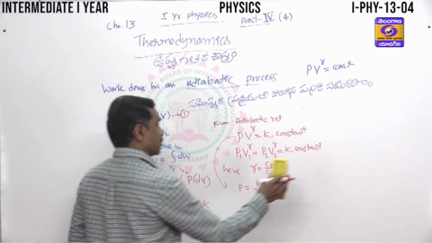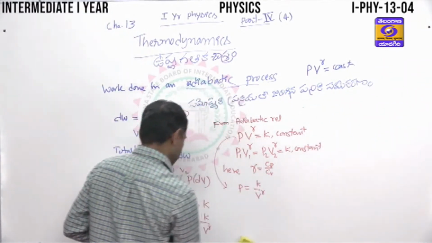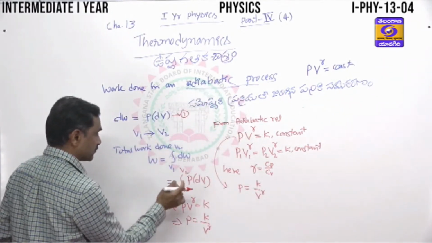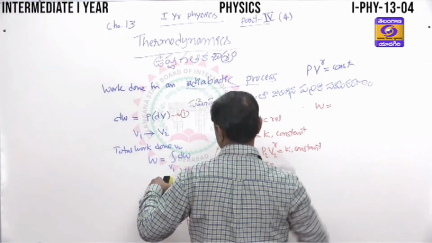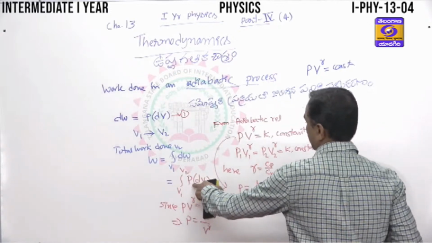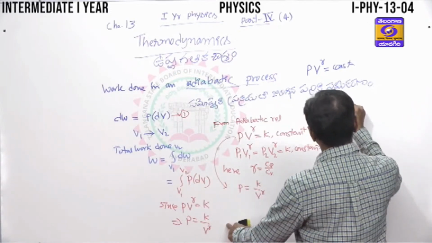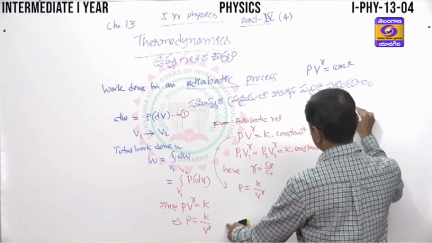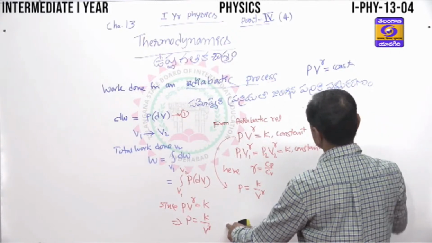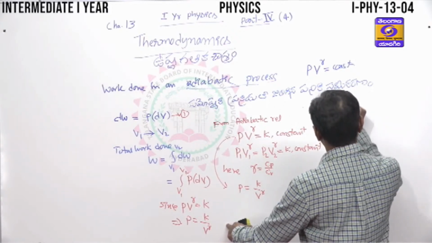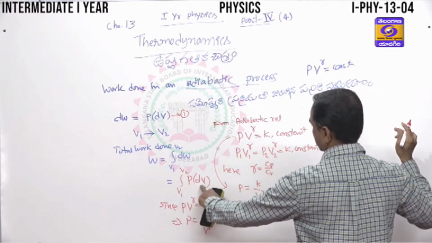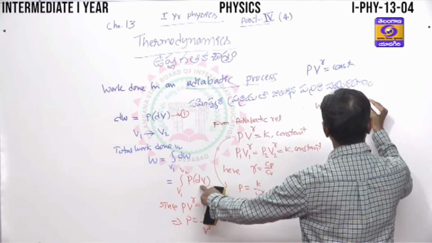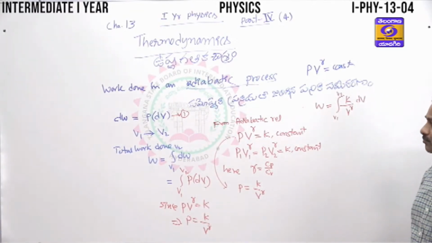Now I'll continue this here, substituting the above expression. The total work done is given by the integral of P dV. P is replaced by this expression, K divided by V power of gamma, between the lower limit V1 and V2. So be careful here: this is just substitution, nothing else.